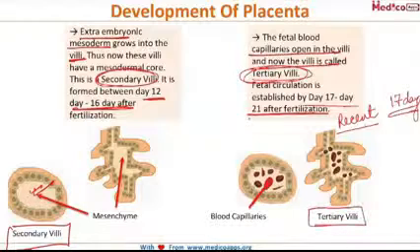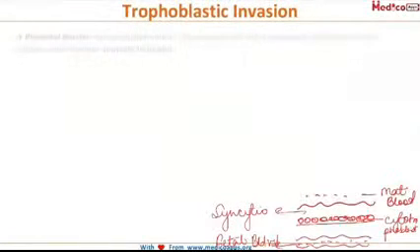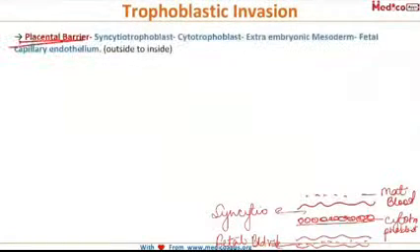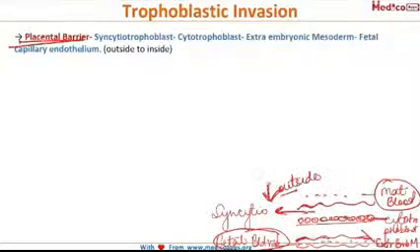Now, the next thing that we are going to talk of is the placental barrier. And what is this? The layer separating the maternal blood from the fetal blood is called the placental barrier. Now, what are the layers of this placental barrier from outside to inside? They are the outer syncytiotrophoblast, next to it we have the cytotrophoblastic cell layer, then the extra embryonic mesoderm, and then the endothelial lining of the fetal blood vessel.